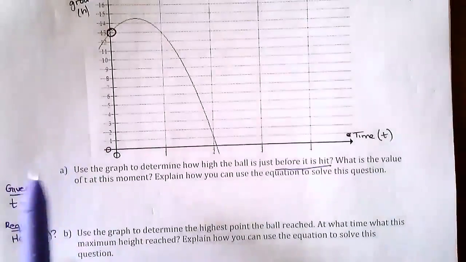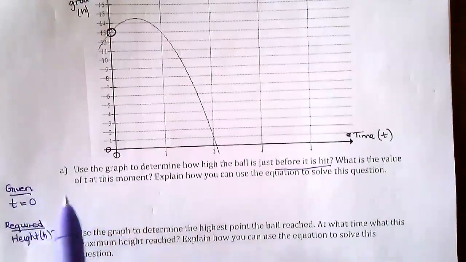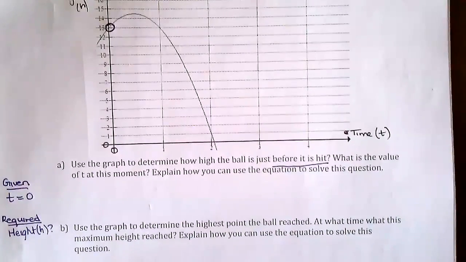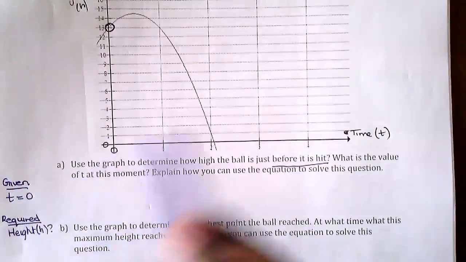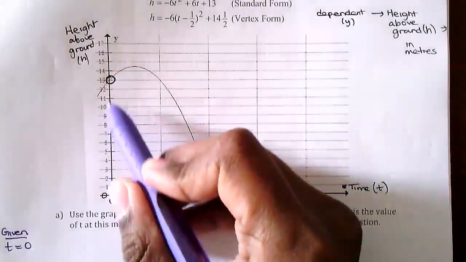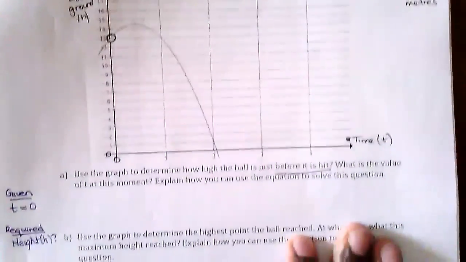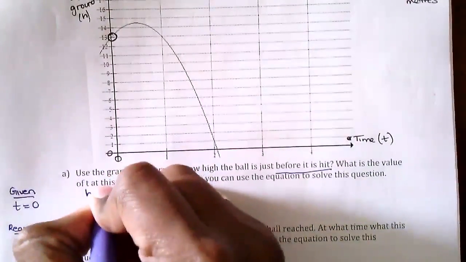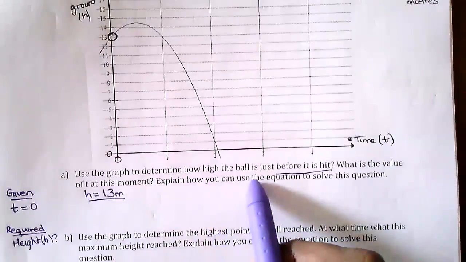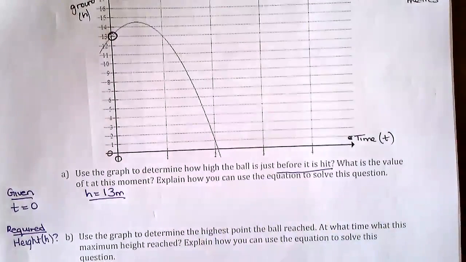Okay, so even though they didn't explicitly give us a time here, based on the context, we were able to determine that time. So if time is 0, what is height? Well, let's go to our graph. Time is along the x-axis, time is 0 here. The height is 13 meters. So we know that our height should be 13 meters. How can you find this exact answer using the equation instead?